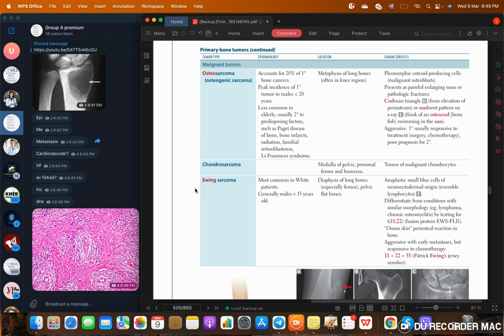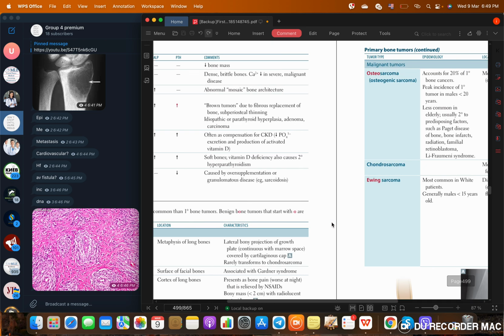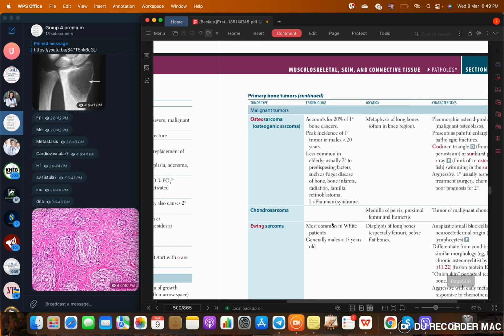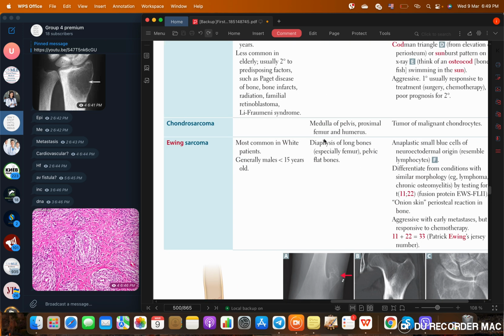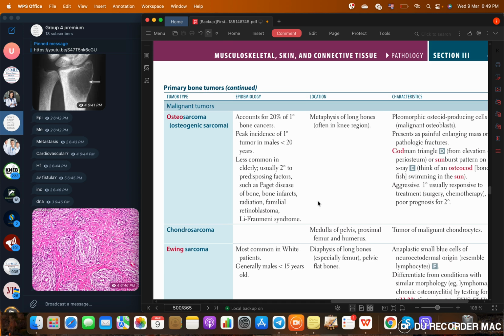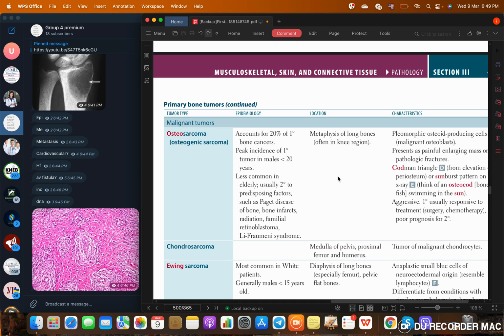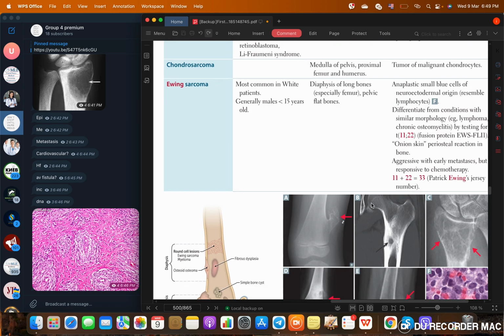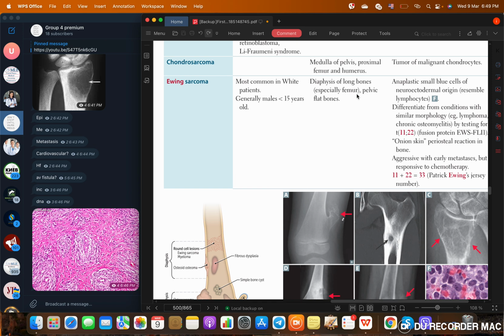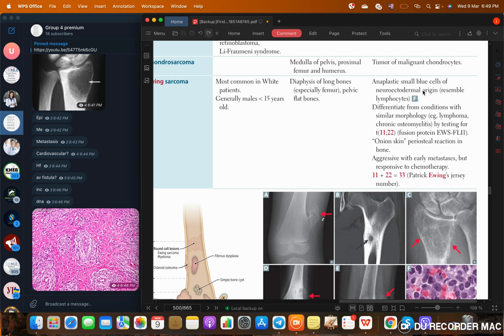Ewing sarcoma, on the other hand, most commonly occurs in a white patient, really young, less than 15. Notice actually most of the bone tumors are occurring in the young population. So this will affect the diaphysis of the bone. Contrast that with the osteosarcoma that affects the metaphysis of the bone. Okay, so the diaphysis of the bone, especially in the femur, pelvic flat bone as well. So what are the pelvic flat bones? They are speaking about the ischium, the ilium, and the iliac bone, right?